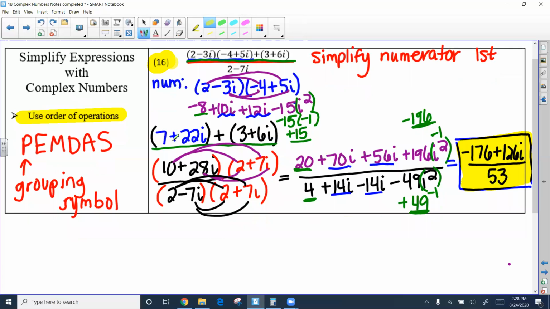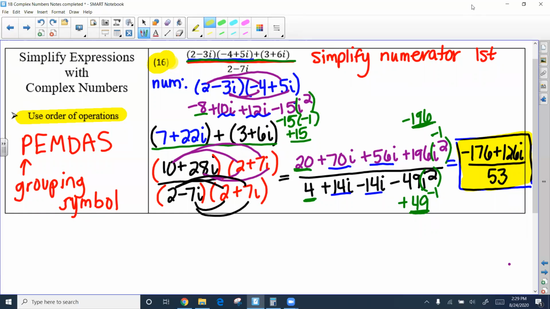and got the 7 plus 22i. Then we added and got 10 plus 28i, and then we did the dividing. Okay, so in order to simplify this, we did actually 3 operations: multiplying, adding, and dividing. So if you could do something like this, you would definitely be highly proficient.